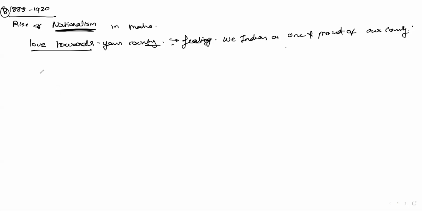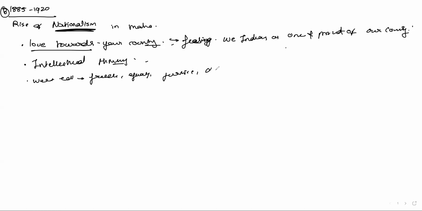What led to the rise of nationalism? The first thing is intellectual thinking. Intellectual thinking led to this nationalism. The Western education and the ideas such as freedom, equality, justice, democracy, fraternity enlightened us for our independence. They increased our movement towards the freedom struggle.